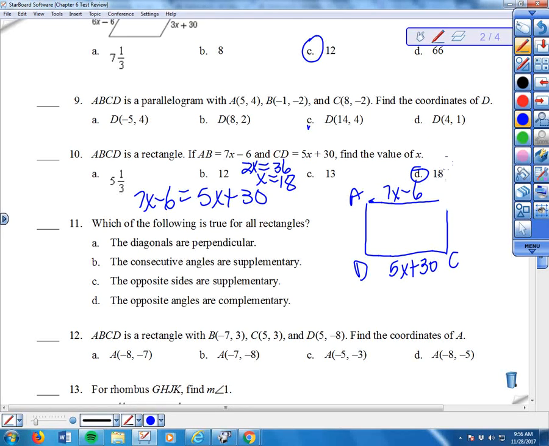Which of the following is true for all rectangles? Diagonals are perpendicular. Nope. That's rhombus and square. Rectangles aren't rhombuses. Rhombi. Consecutive angles are supplementary. Yeah. Yep. Opposite sides are supplementary. No, sides aren't supplementary. Angles are. Opposite angles are complementary. Nope. So B.